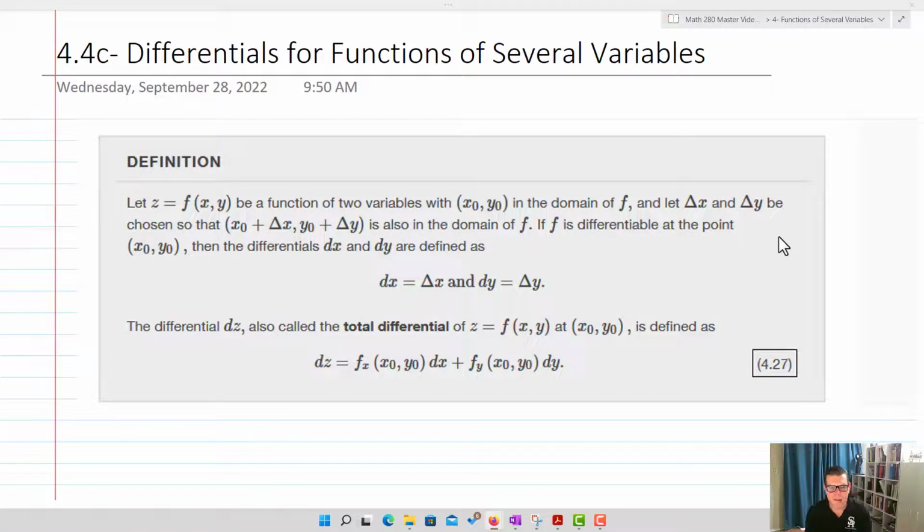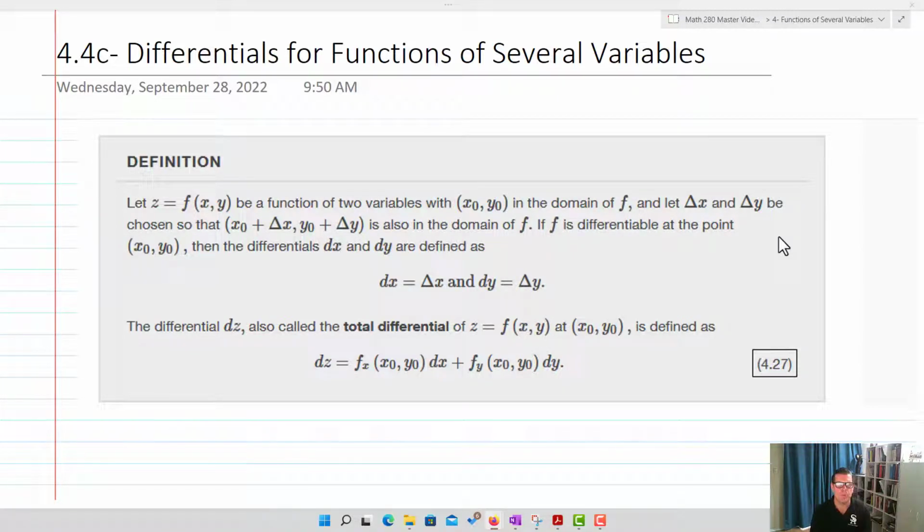All right, so now let's take a look at this differential definition. And if you remember the definition from differentials for single variable calculus, it'll look pretty much the same. So we've got a function z = f(x, y), a function of two variables, with (x naught, y naught) in the domain of f. And we'll let delta x and delta y be chosen so that (x naught plus delta x, y naught plus delta y) is also in the domain of f. So we just need to make sure that our delta x and delta y don't go too far off, so that we stay in the domain of f.